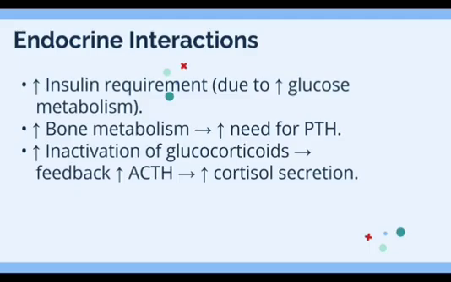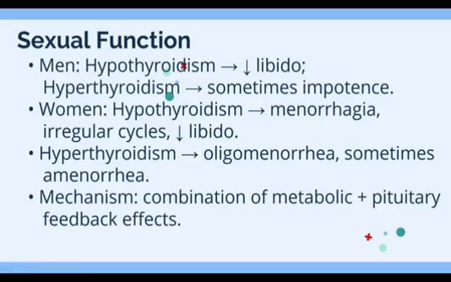Endocrine interactions of thyroid hormones. As thyroid hormone increases glucose metabolism, it also increases the insulin requirement of the body, and it also increases bone metabolism. So there is an increased need for PTH, and it increases the inactivation of glucocorticoid. So the feedback increases ACTH secretion and there is increased cortisol secretion.